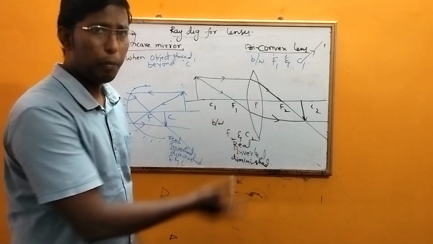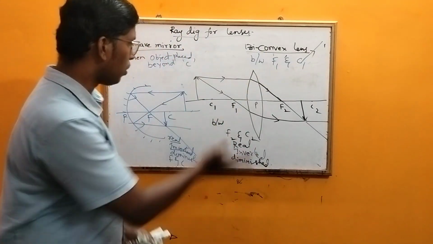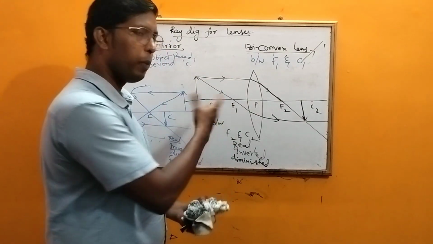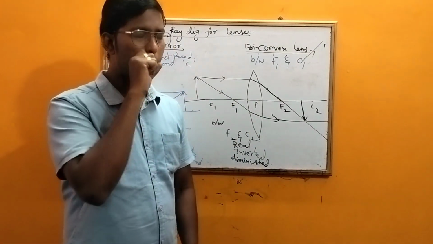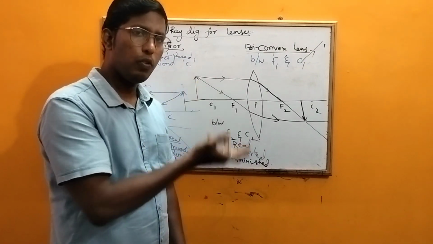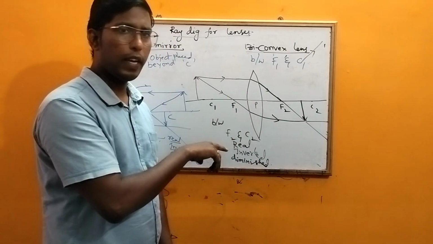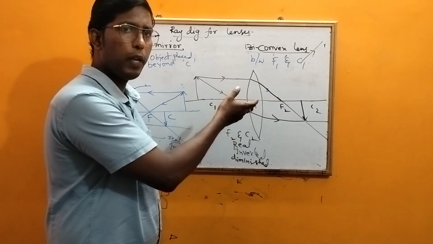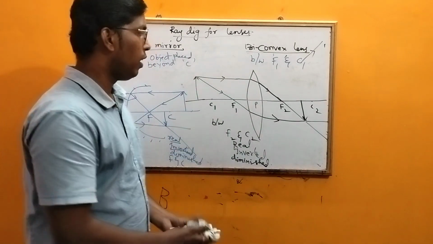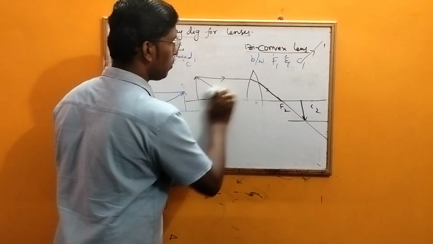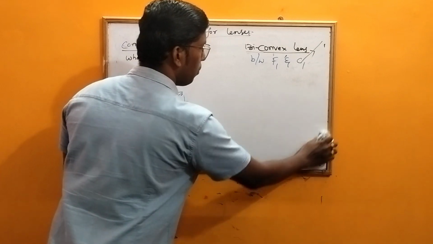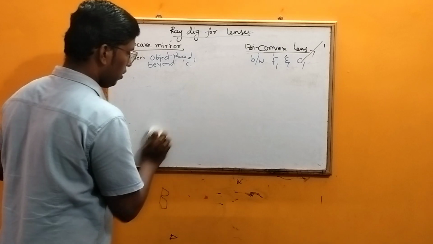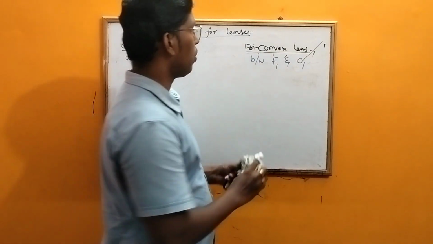So very simple, just compare concave mirror and convex lens. And what about convex mirror? Wherever you place the object, the image will be found between pole and focus only. So you will get a smaller image, virtual and erect. Even for the biconcave lens you get only one diagram or one condition when the object is placed in front of it. So where do you get it? You also get the same point between P and F. So that is the ray diagram for biconcave lens.